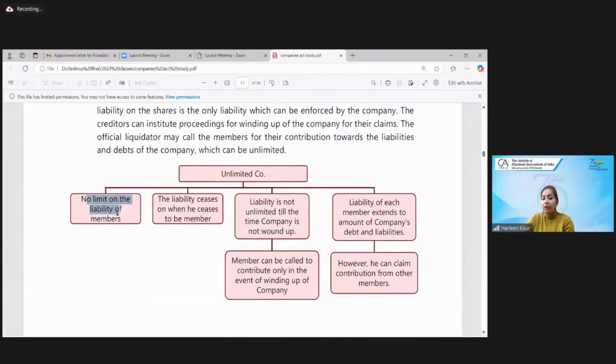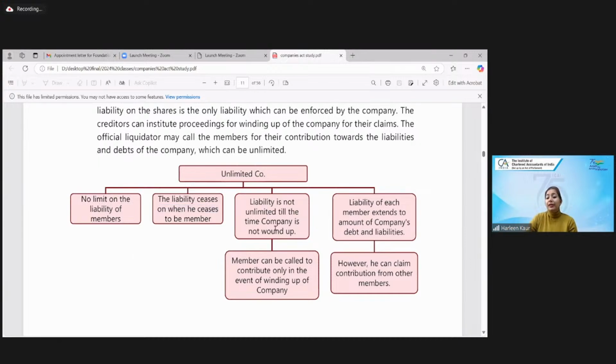So there is no limit on the liability of members, meaning they can be called upon to pay. Their personal assets are also liable. Liability ceases when he ceases to be a member. What is the meaning of ceases? Ceases means ends. So Harleen ma'am is a member of ABC Private Limited. If I get my name struck off from the register of members, I quit the company, I leave the company, then I'm no longer liable. So my liability is only till the time I'm associated with the company. If I've left the company, then my liability also comes to an end.